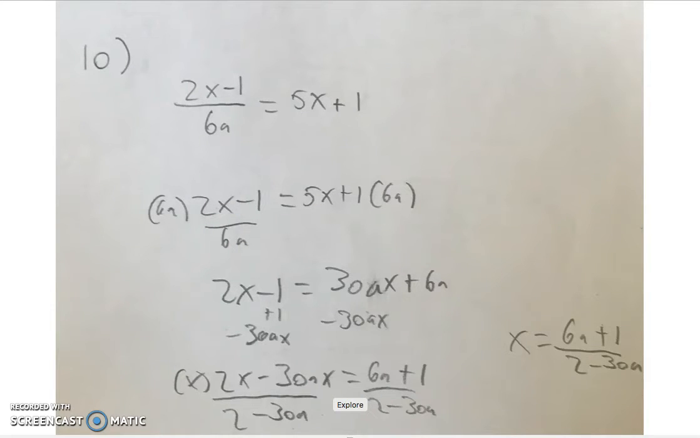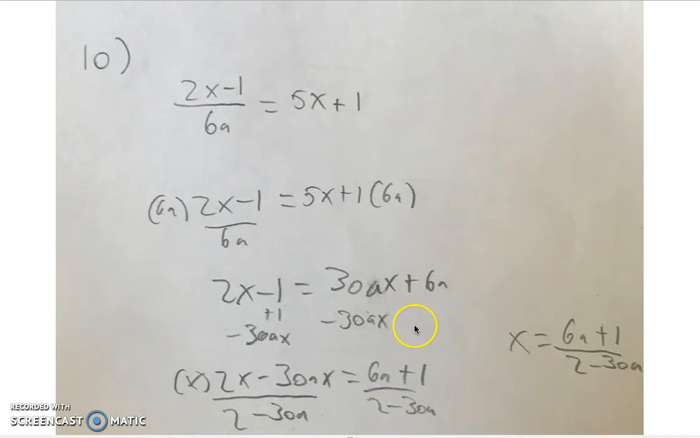For problem 10, you have the equation 2x minus 1 over 6a equals 5x plus 1. First, you need to get x not being divided by anything. On the left side, you multiply both sides by 6a, so you get 2x minus 1 equals 30ax plus 6a.